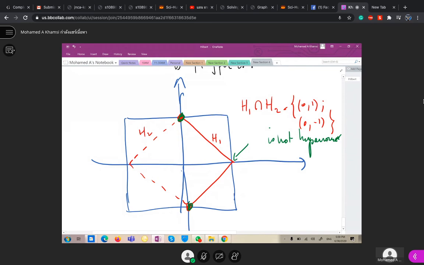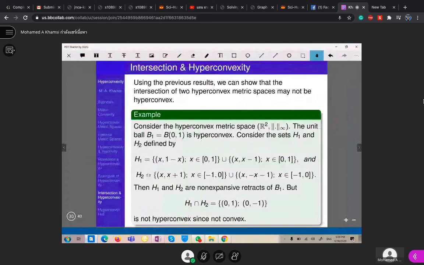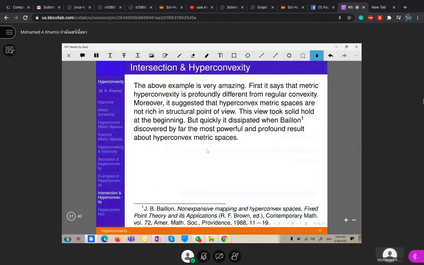Wait. What do you mean? So the intersection of two hyperconvex sets may not be hyperconvex. This is really bad. It means that the fundamental property of the intersection of two convex sets does not hold in this case. Meaning that hyperconvexity and convexity are totally different. Totally different. Okay?